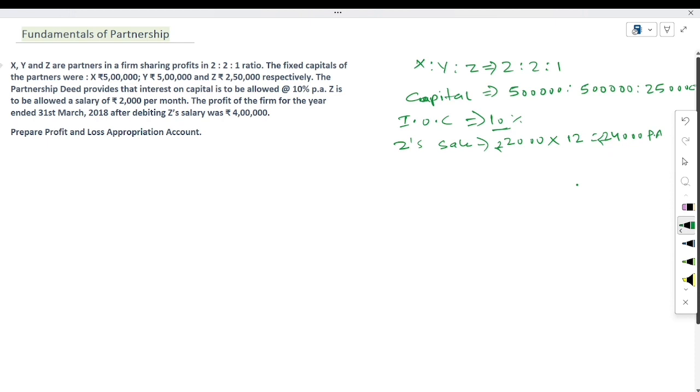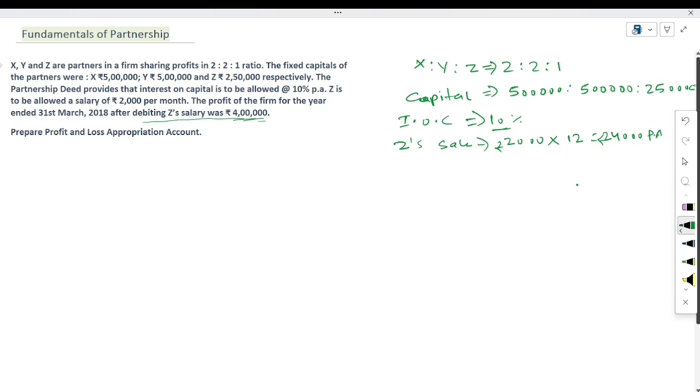It means 24,000 per annum Z will get as salary. Now the profit of the firm for the year ended 31st March 2018 after debiting Z's salary was rupees 4 lakh. It means Z's salary has already been debited. Here we have two ways. First way is that we first credit Z's salary, then distribute everything. Second way is that we keep Z's salary as it is and distribute the remaining profit.